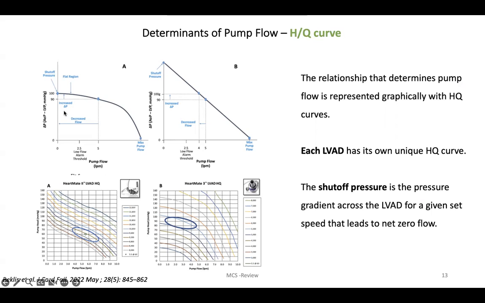And one important thing is the shut-off pressure, which is the pressure gradient across the LVAD, for a given set speed, that leads to net zero flow. And this shut-off pressure is much lower in the HeartMate 3 than in the HeartMate 2, because the HeartMate 3 is much more sensitive to afterload than the HeartMate 2.